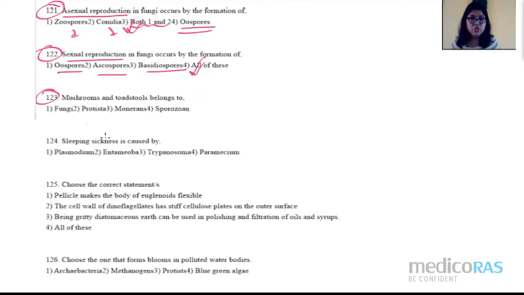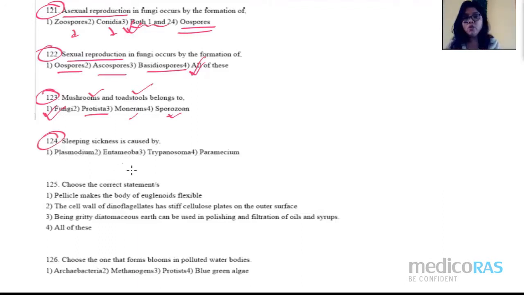Then come to question 123. In that you can see they are asking about the mushroom and tadpole and where it belongs. So obviously it is not protista, in protista mushrooms are not there, right? Fungi mushrooms are there, correct? Monerans are the bacteria, and sporozoans are again protista. So our best answer is fungi, a very simple, strict, clear-cut answer.